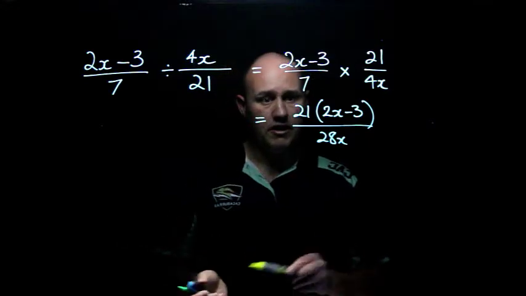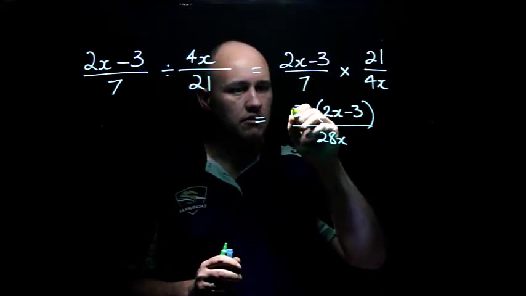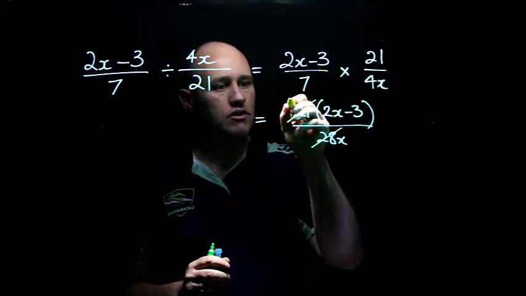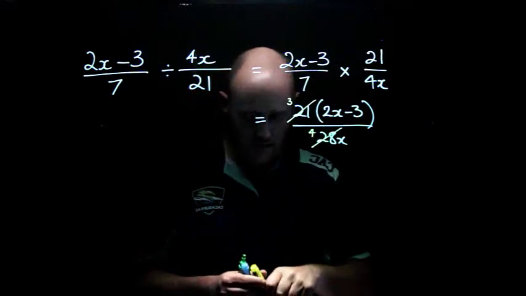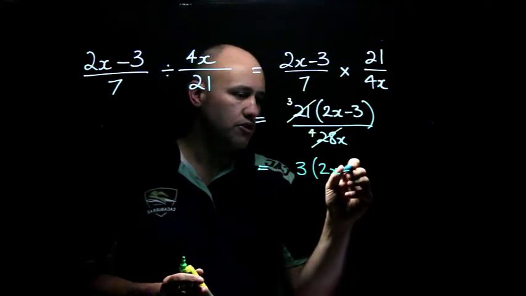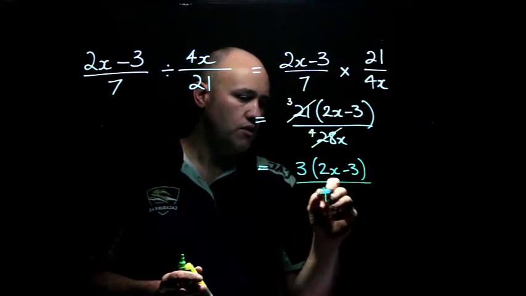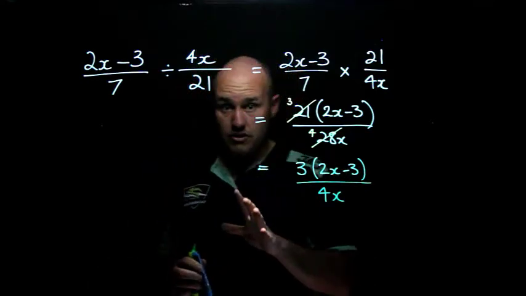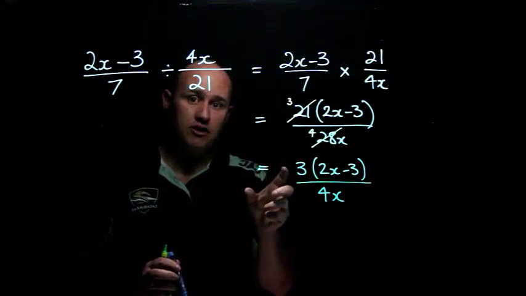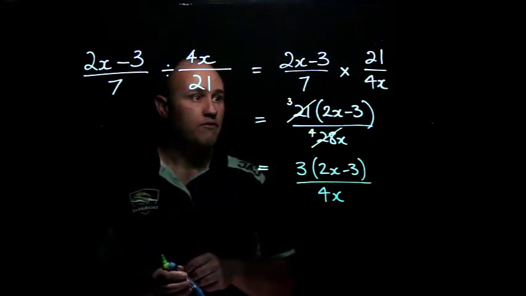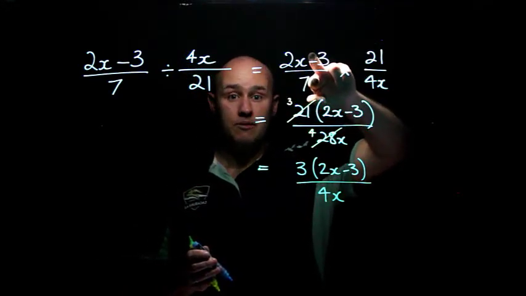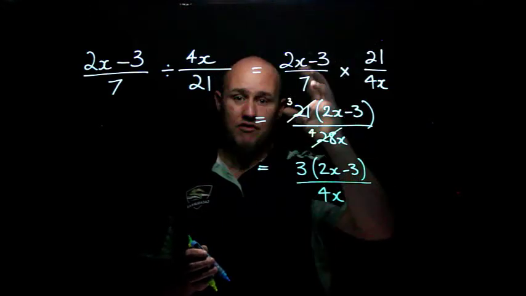But you might notice something here. 21 and 28 have a common factor. So what I'm going to do is cross out 21, cross out 28, and they both divide by 7, which leaves a 3 there and a 4 here. And so I can rewrite my answer as 3 times 2x minus 3 over 4x. And as you've gone through fractions in junior secondary, you've probably been looking for that cross simplification as you add, subtract, multiply, divide fractions. In this case, because we're multiplying here, I can not only simplify the terms in the same fraction, but I can cross simplify as well if there's a common factor.